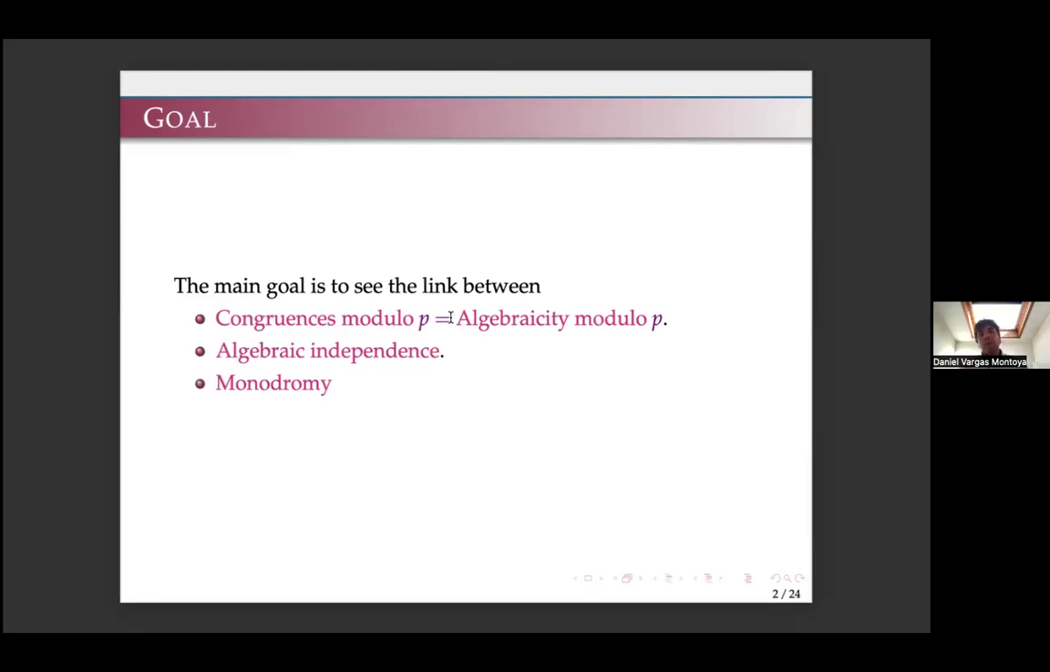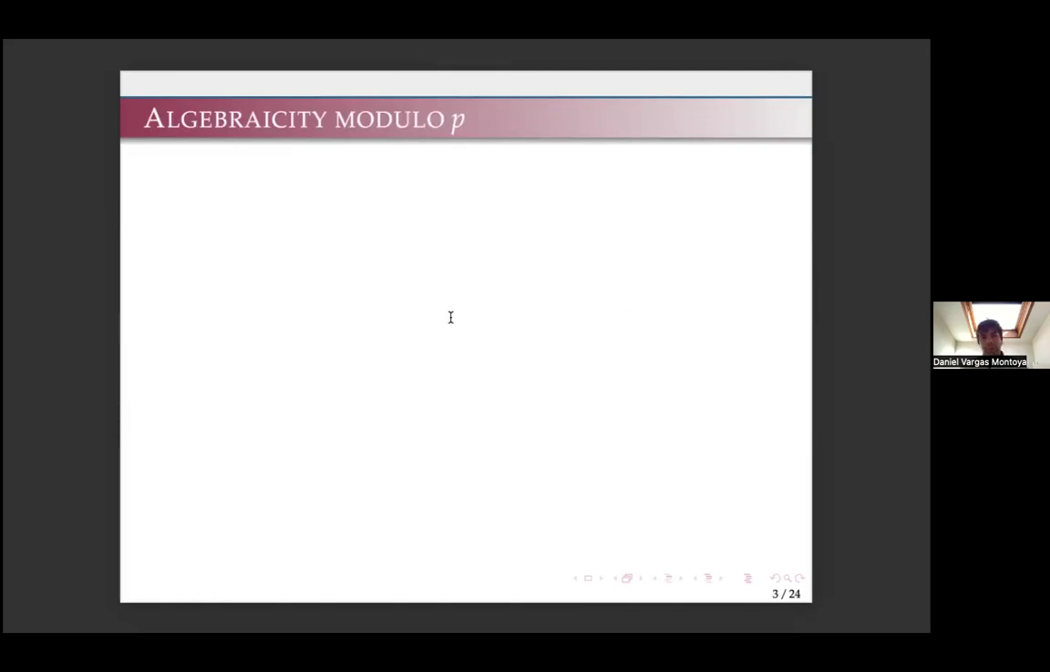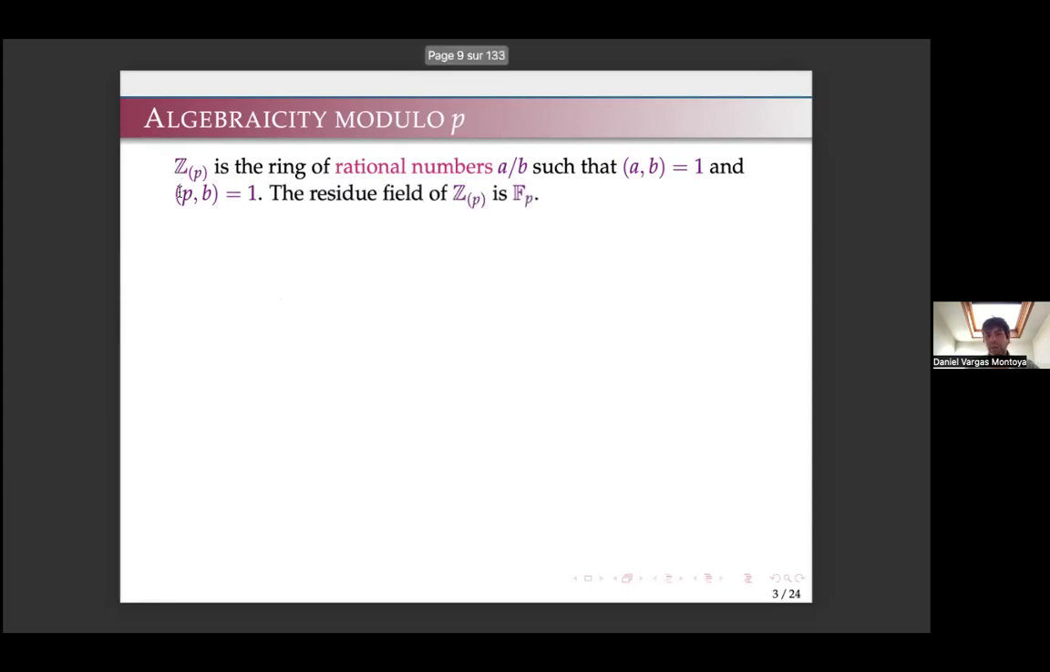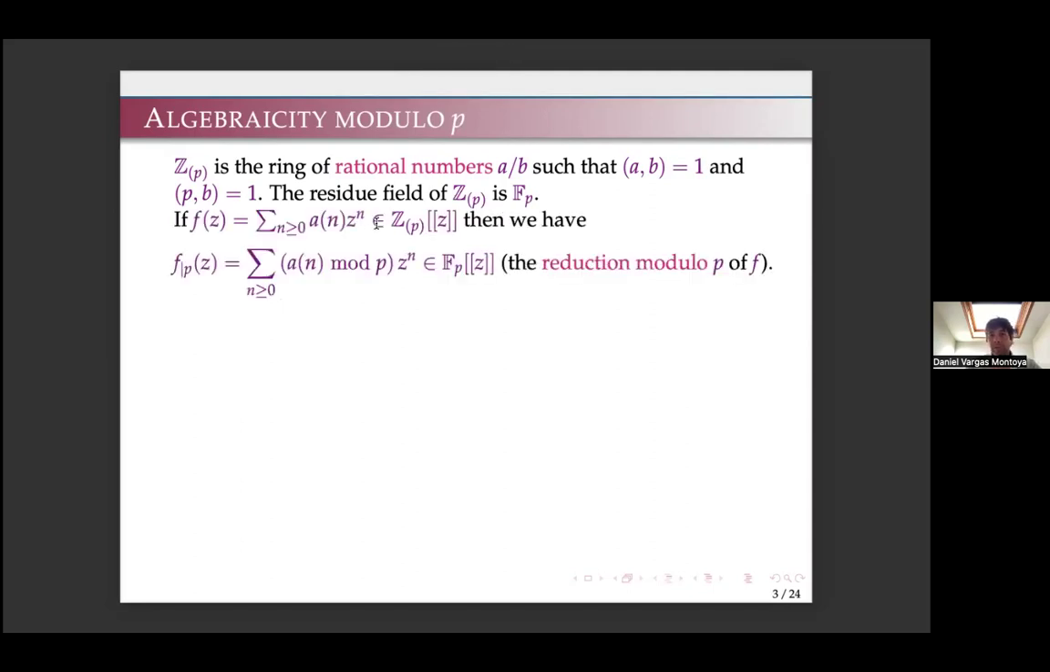Okay, so let me start with the definition of algebraicity modulo P. We have the ring Z_(P), the ring of rational numbers a/b, so that a and b are coprime and P and b are also coprime. So we can reduce the elements of Z_(P) modulo P, and the residue field is F_P. If we take a power series with coefficients in Z_(P), we can consider its reduction modulo P, which is the reduction of each coefficient of F modulo P. Like this, we obtain a power series with elements in F_P.